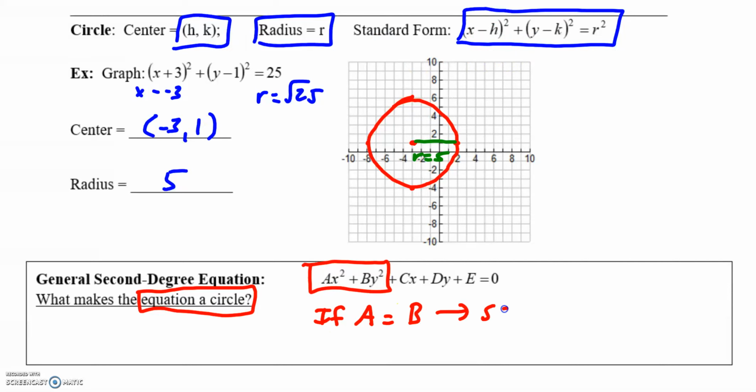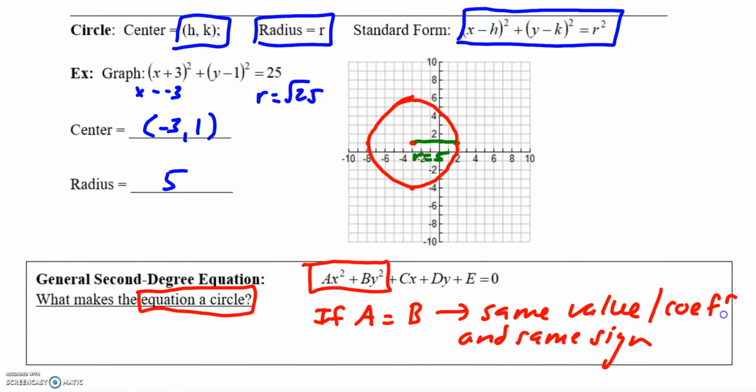so it has the same value and the same sign, both positive or both negative. You also instead of value could say same coefficient also. So an equation, if it's not in standard form here, is a circle if A and B are the same value and they have the same sign.